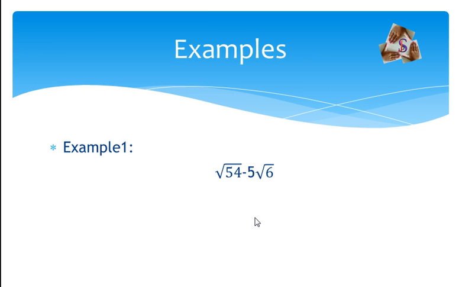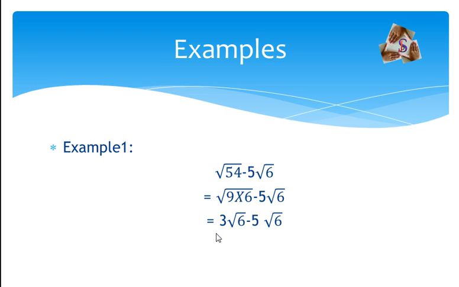Example 1, root 54 minus 5 root 6. So step 1 was bringing them to the same radicals. So we simplified to its simplest form. So root 54 is root of 9 into 6 minus 5 root 6. So we can again split this further by applying the law of indices. Write it as root of 9 into root of 6 minus 5 into root of 6.